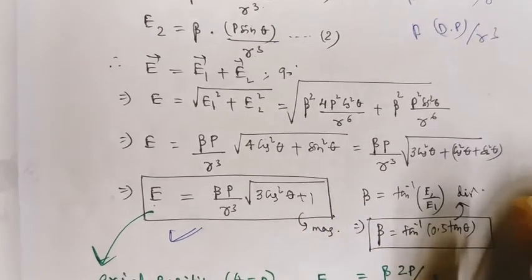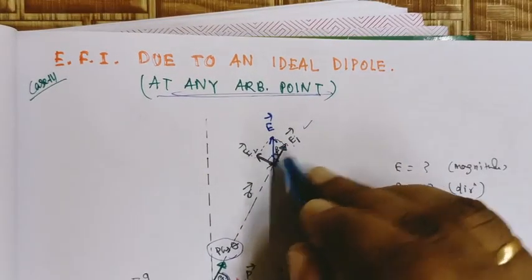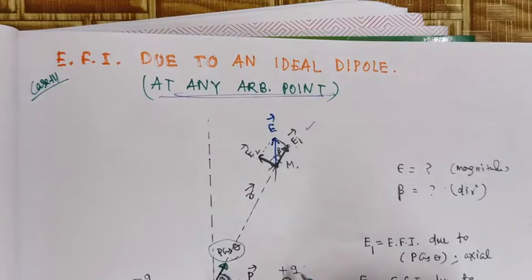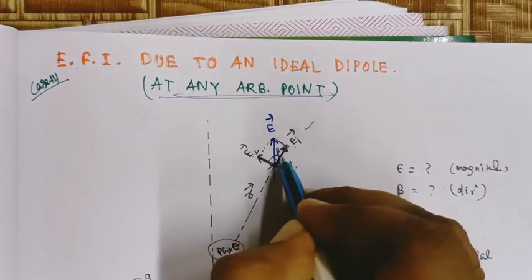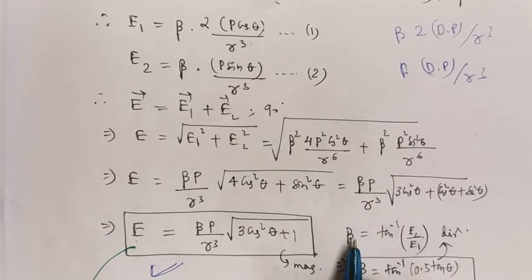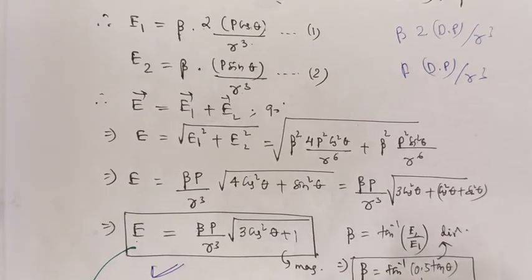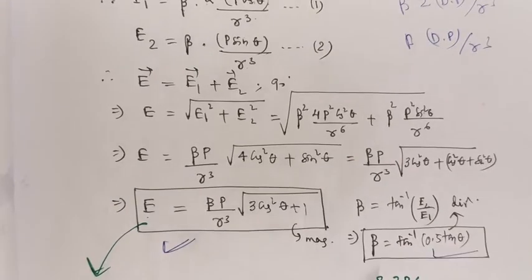Direction part is beta. You just see the diagram. Beta is how much? In this triangle, tan beta will be this one by this one. This one means E2. This one is E1. So tan beta is E2 by E1. So beta is equal to tan inverse E2 by E1. By manipulating the formula of E2 and E1, beta will be tan inverse of 0.5 tan theta. Just you can check it.